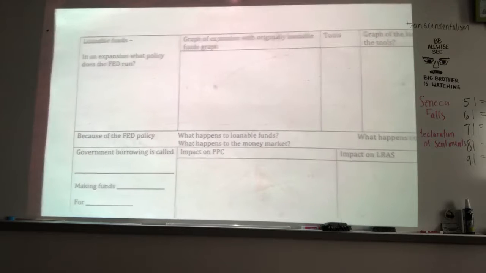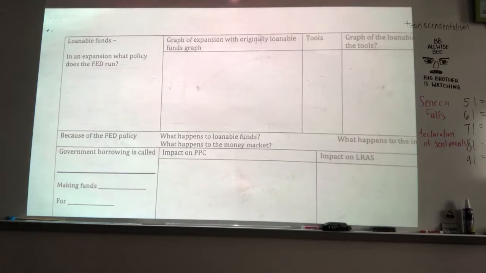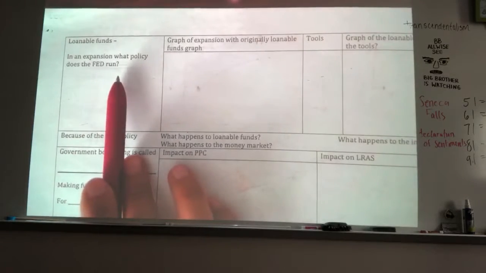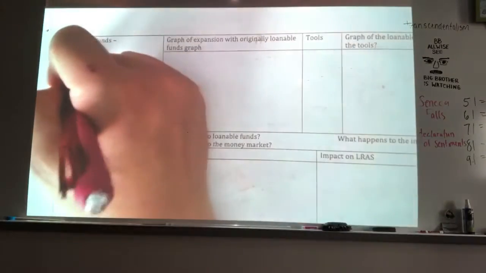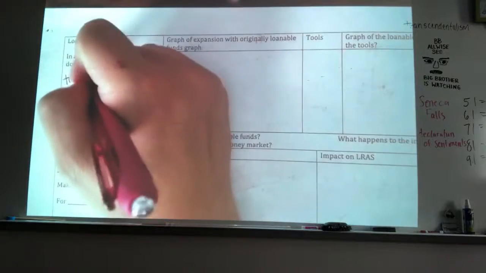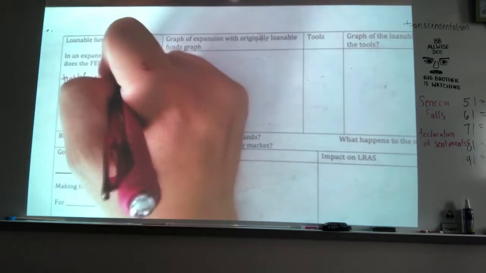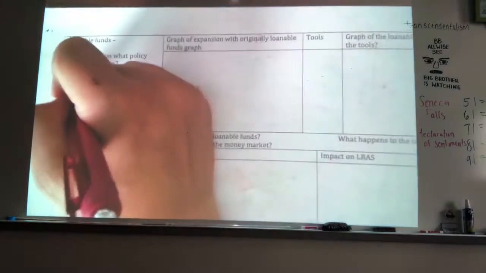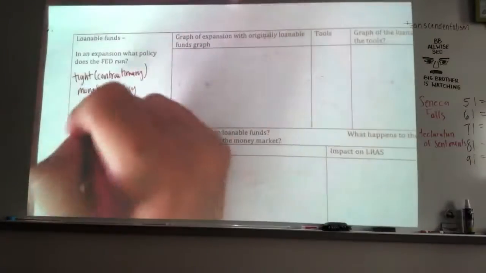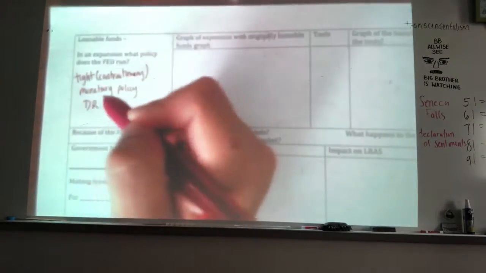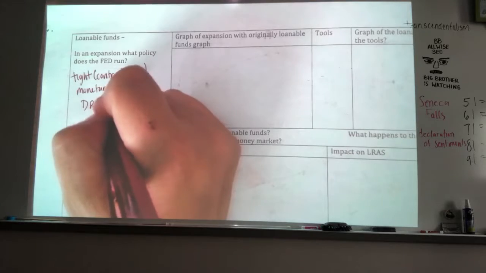Okay. So what we're gonna now look at is loanable funds. In an expansion, I'm bringing up monetary policy. In an expansion, what policy does the Fed run? Are they gonna tighten up the money supply or ease up the money supply? They're gonna run tight, contractionary monetary policy. So what are they gonna do with the discount rate? They want to tighten it up, so raise it. Yeah, up.